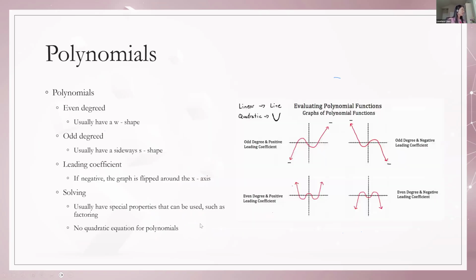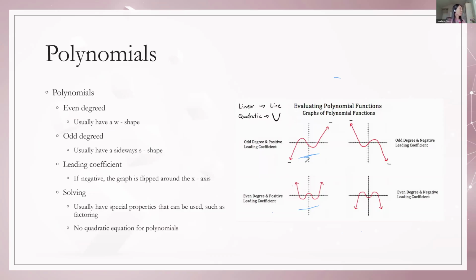For polynomials, I covered this earlier. The even degrees have a W shape, and the odd degrees have a sideways S shape. And the shape depends on both the degree and the leading coefficient.